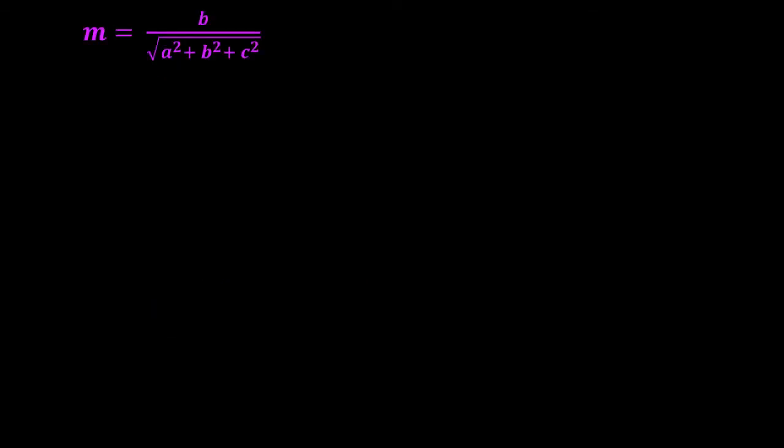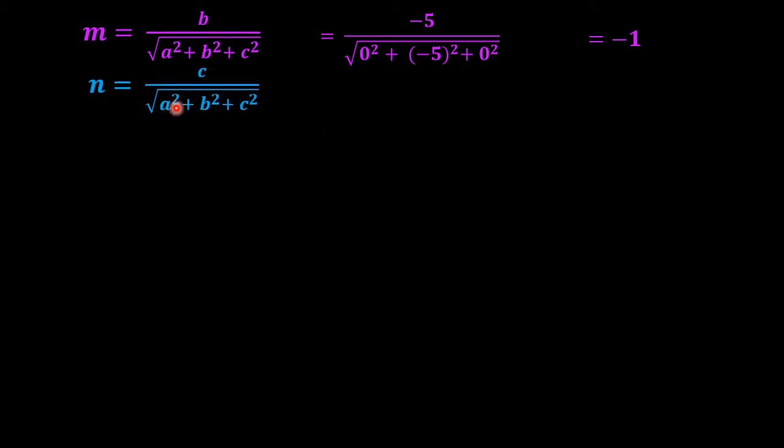Now similarly, we find the second direction cosine given by m equals b by under root a square plus b square plus c square. And after replacing the values of a, b, c and after simplification we get minus 1. And similarly, we find the third direction cosine n equals c by under root a square plus b square plus c square. And after putting the values of a, b, c and after simplification we get 0. So we have got the direction cosines of the normal l equals 0, m equals minus 1 and n equals 0. And the last thing that we have to find is the distance between the origin and the plane.